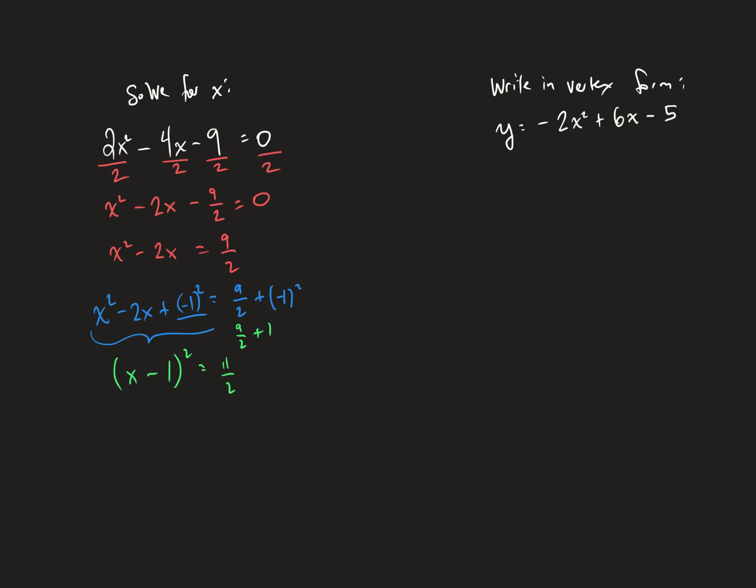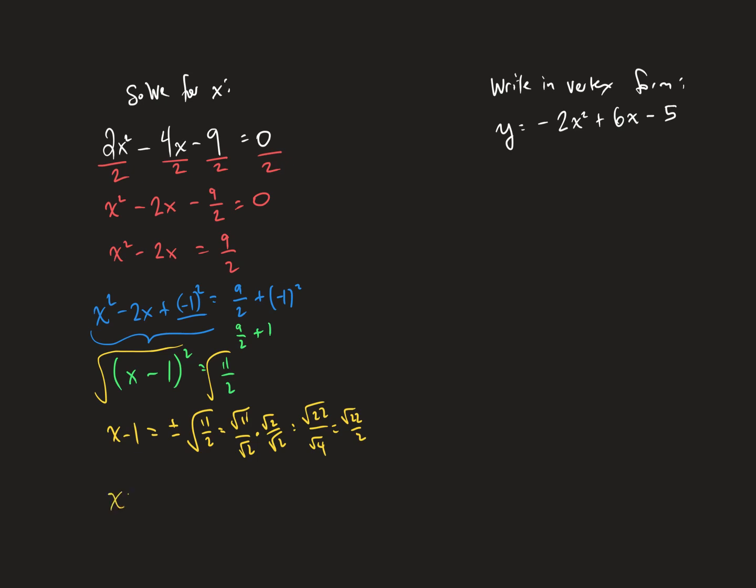And then I'm ready to actually go through and take the square root. The square root of x minus 1 quantity squared is x minus 1, as long as I put a plus or minus on the other side. And then the square root of 11 over 2, that's the square root of 11 over the square root of 2. But we don't want to leave a square root on the bottom, so I'm going to multiply the top and bottom by square root of 2. That leaves the top as the square root of 22, and the bottom is the square root of 4, which is now 2.